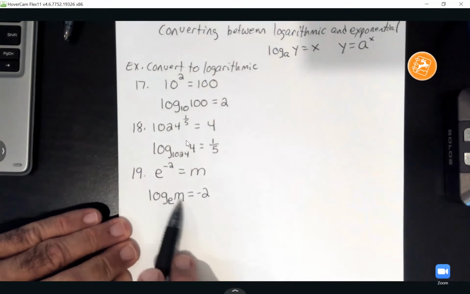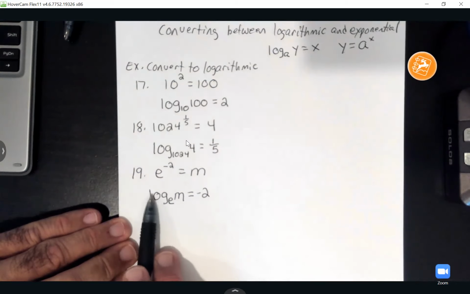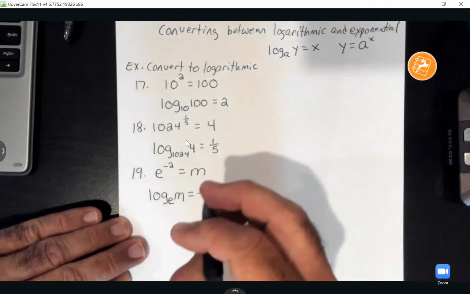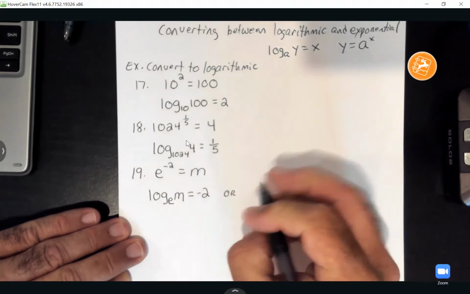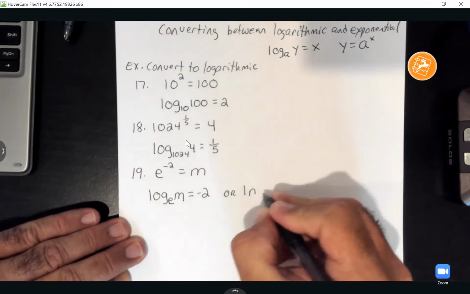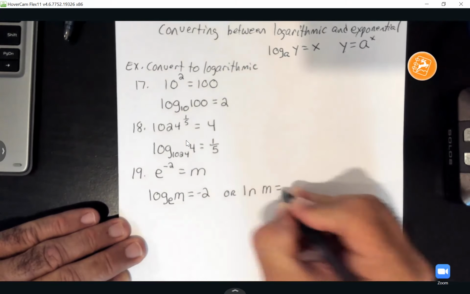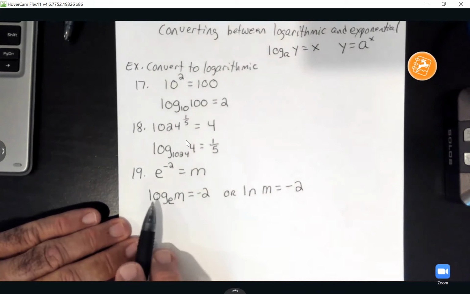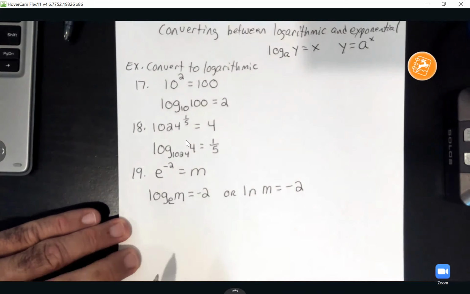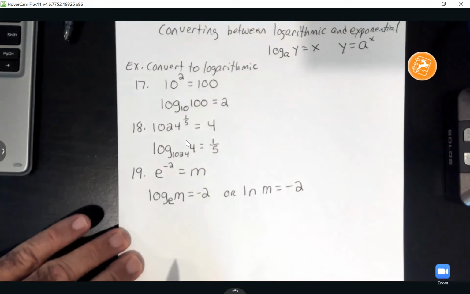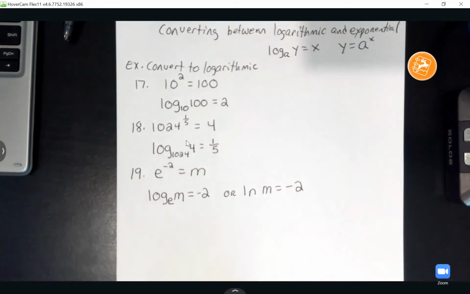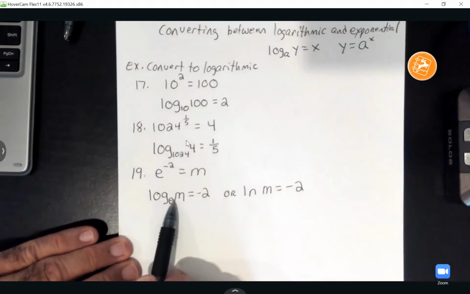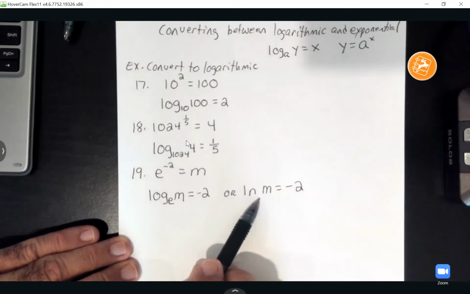Now, there's another way I could rewrite this, right? Instead of log base E, couldn't I do this? Couldn't I do a ln of m equals -2? Because remember, the ln stands for the log base E, okay? Now, I'm sure MATLAB should take it either way, but if you punch this in and it don't like it, do it this way, okay?